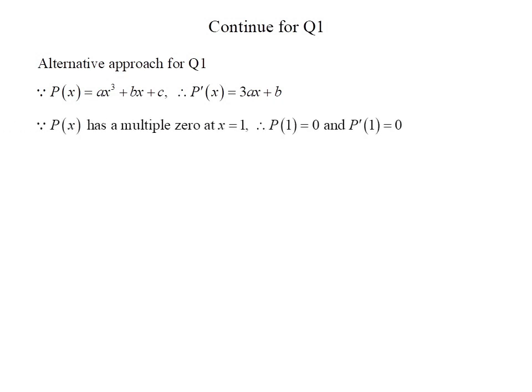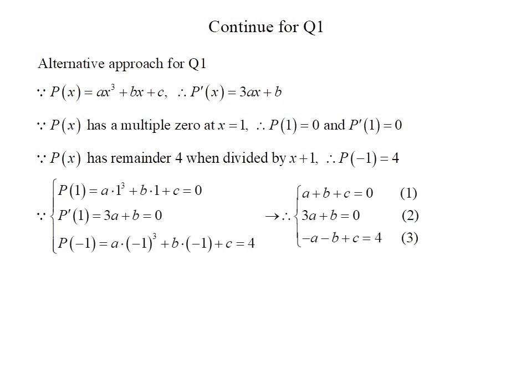We continue on example 1 here, but with an alternative approach. Based on the polynomial function p(x), we write down its derivative function p prime x. Since p(x) has a double 0 at x equals 1, both p(1) and p prime (1) are equal to 0. Due to p(x) having a remainder of 4 when divided by x plus 1, we have the equation of p(-1) equals 4.